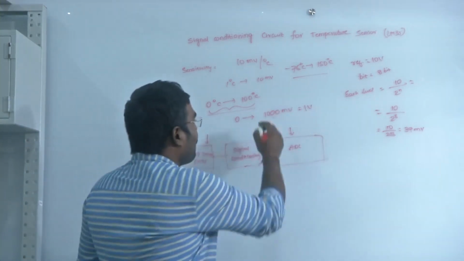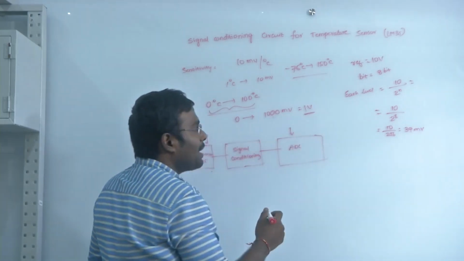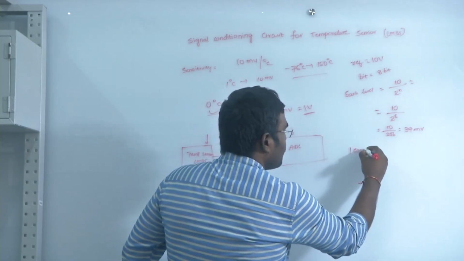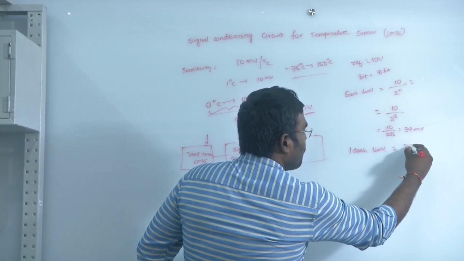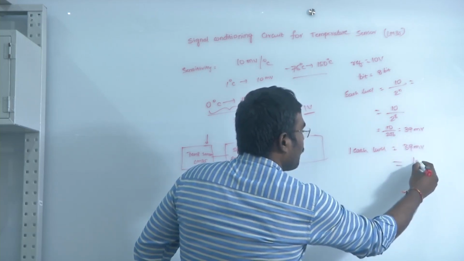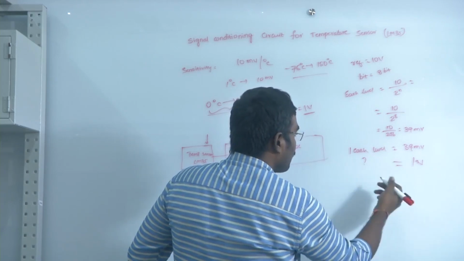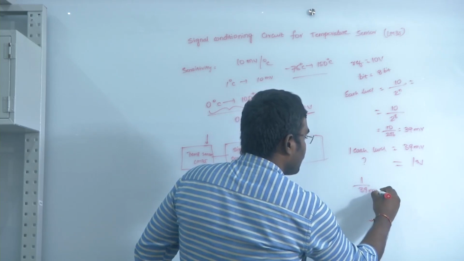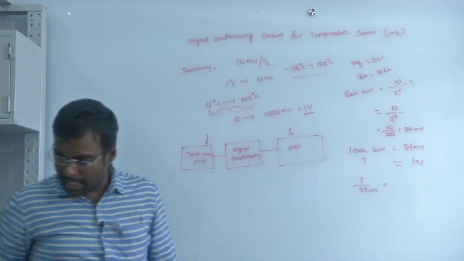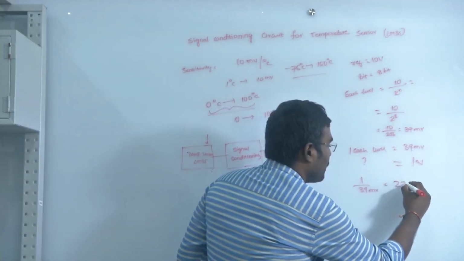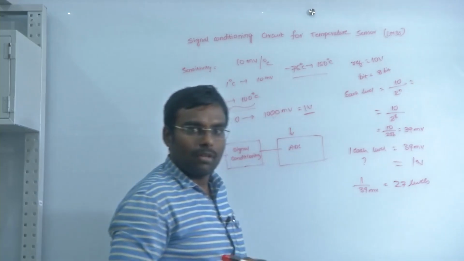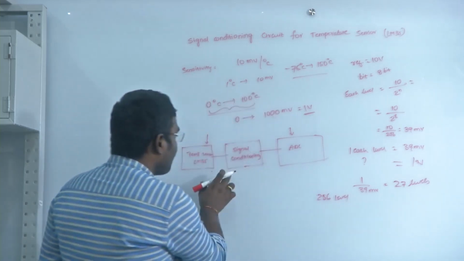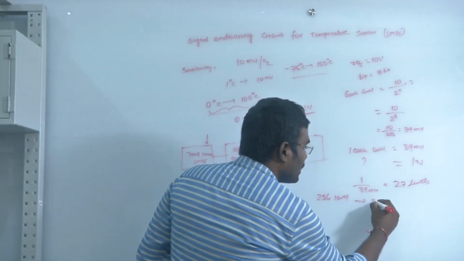In order to utilize the complete 100 degrees, this 1 volt will correspond to how many levels? Each level is 39 millivolts. So 1 volt corresponds to how many levels out of 256? That means 1 divided by 39 milli, which is approximately 27 levels. So, out of 256 levels, if we directly interface the sensor to the ADC, it can only utilize 27 levels.